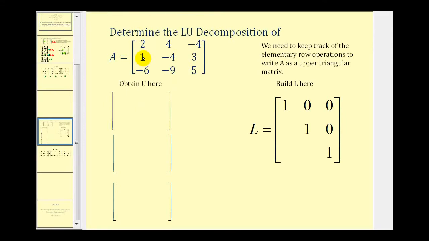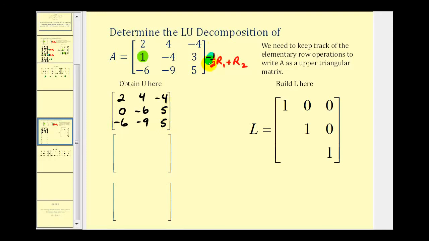Let's start by obtaining a 0 in this position here. Again, we need to add a multiple of another row to this row to obtain a 0 here. So we're going to replace row 2 with negative 1/2 times row 1 plus row 2. So the first row stays the same. For the second row, negative 1/2 times 2, that's negative 1, plus 1, that's 0. Negative 1/2 times 4 is negative 2, plus negative 4, that's negative 6. Negative 1/2 times negative 4 is positive 2, plus 3, that's 5. Third row stays the same.